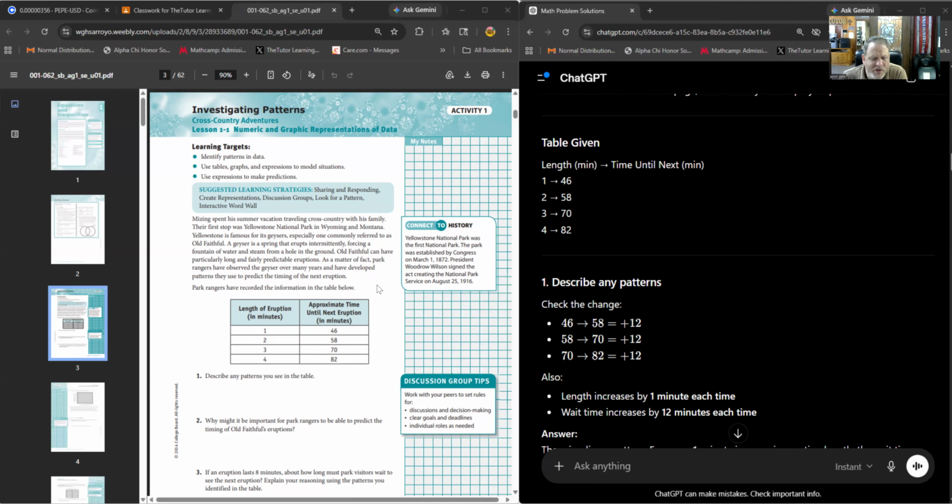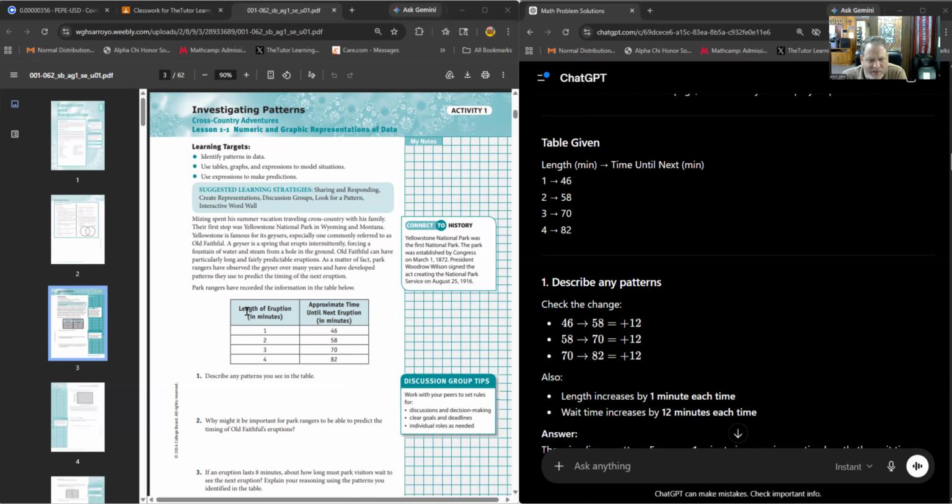Marcus spent his summer vacation traveling cross country with his family. Their first stop was Yellowstone National Park in Wyoming and Montana. Yellowstone is famous for its geysers, especially one commonly referred to as Old Faithful. A geyser is a spring that erupts intermittently, forcing a fountain of water and steam from a hole in the ground. Old Faithful can have particularly long and fairly predictable eruptions. As a matter of fact, park rangers have observed the geyser over many years and have developed patterns they use to predict the timing of the next eruption. Park rangers have recorded the information in the table below.